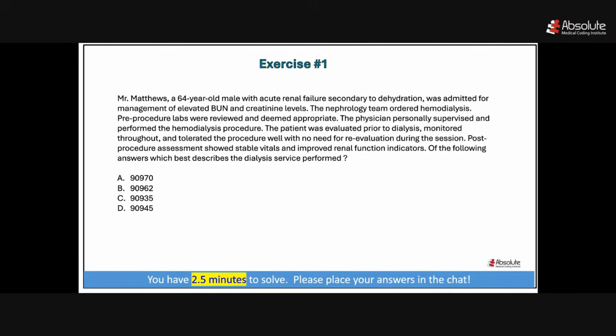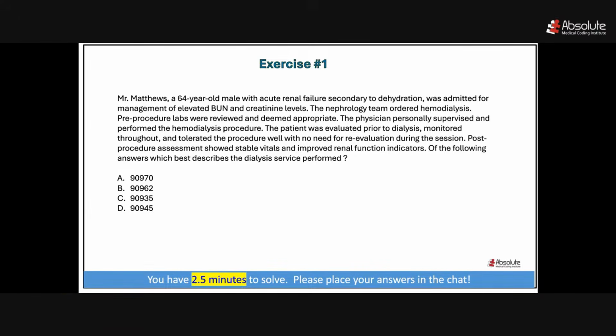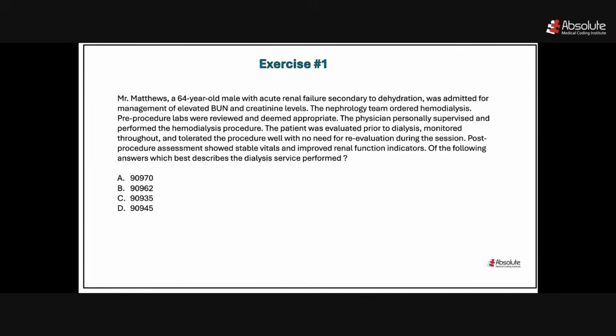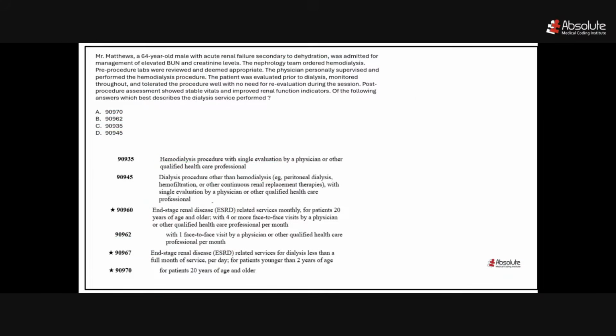Okay, coders. I can see some great answers in the chat. Outstanding. Outstanding work. Okay, so let's go ahead and let's solve this scenario. And yes, so this is what we have.